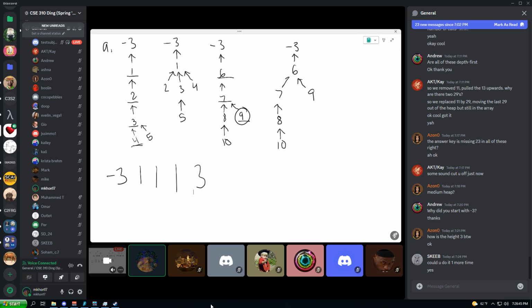Okay, good. Next, I'm going to do this tree. 6 is pointing to -3. 7 is pointing to 6. 8 is pointing to 7. 9 is pointing to 6. 10 is pointing to 8, I believe.